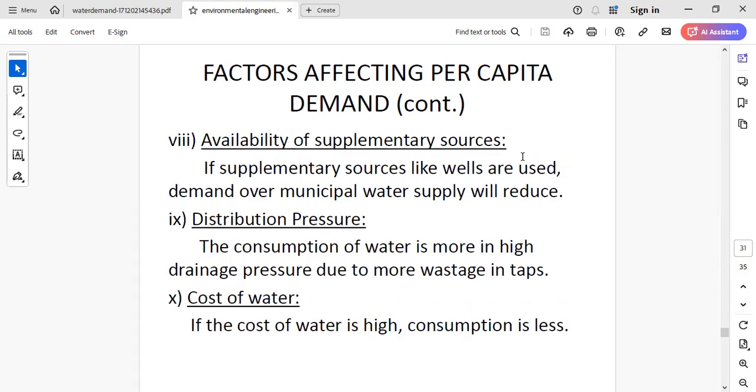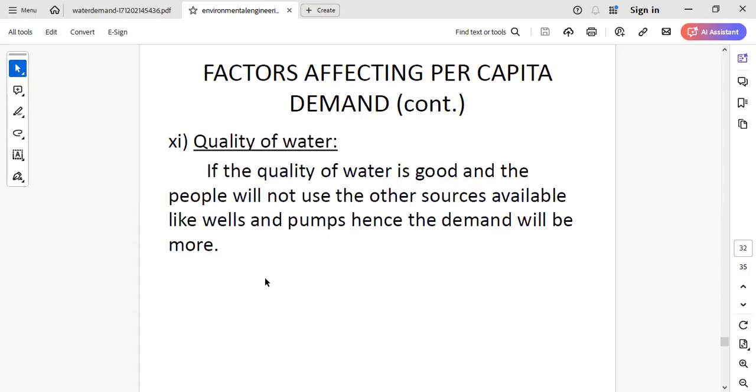Availability of supplementary sources. If a well is available and used, then municipal water supply will reduce. If there is no other option, then the demand will be more. Then distribution pressure. Consumption of water is more at high distribution pressure due to more wastage in taps. Then cost of water: if the cost is high, consumption will be less. Then quality of water. If the quality is good, people will not use other available sources like wells and pumps, hence the demand will be more.